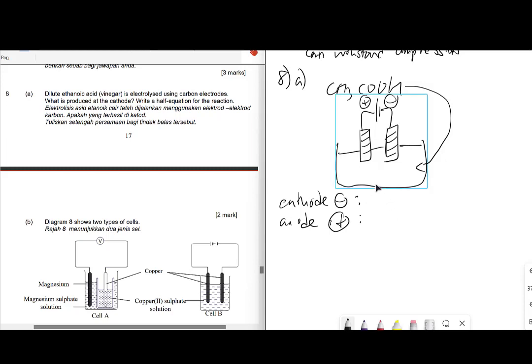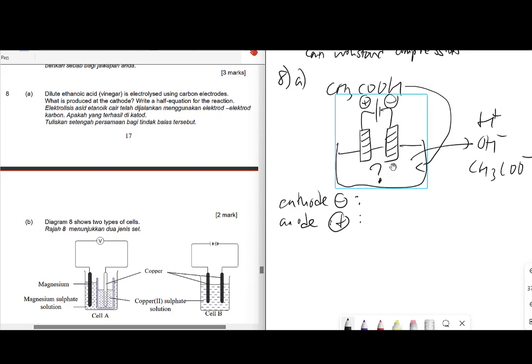Okay, first we have to figure out what kind of ions are present inside the solution. Because this is dilute ethanoic acid, you see the word dilute, it means it has a lot of water. So what are the ions we have inside here? Of course, the ones that come from water are H plus and OH minus. And the ones that come from this acid, we have H plus also, so it's repeating, and the other one will be CH3COO minus. So these are the ions present in the electrolyte.